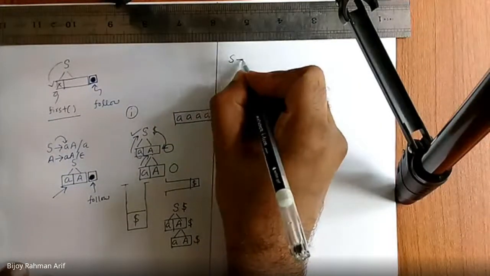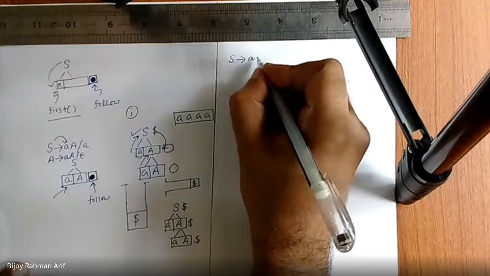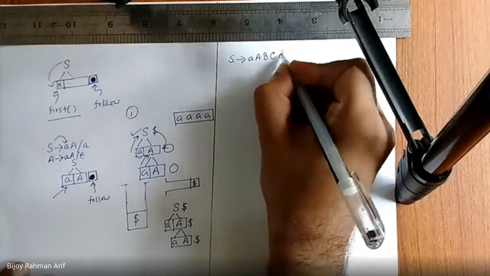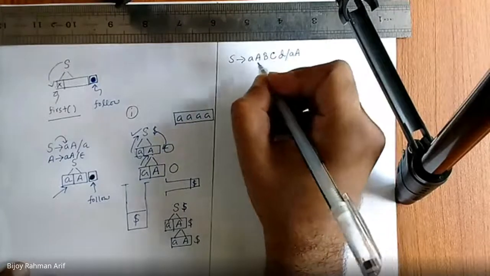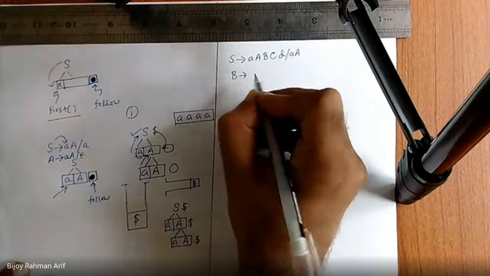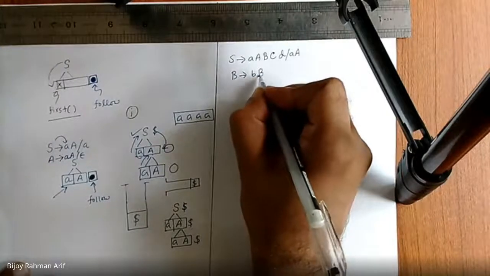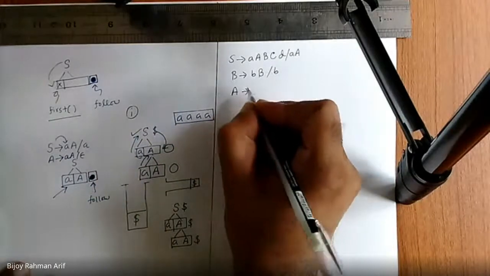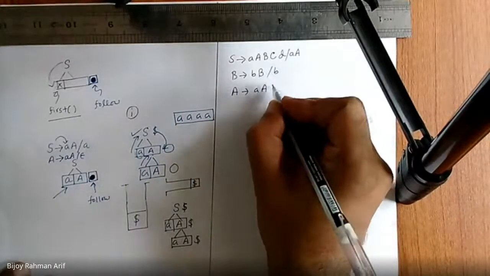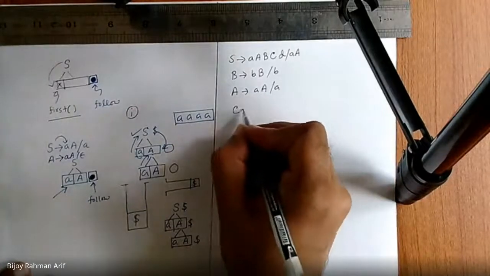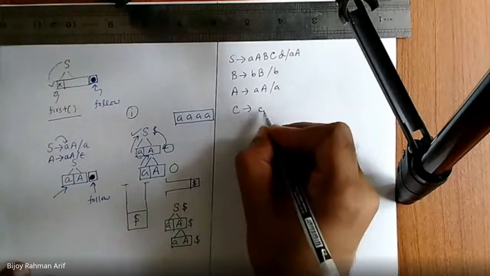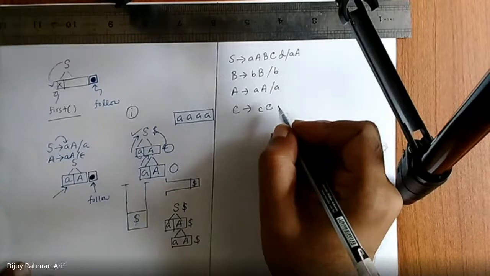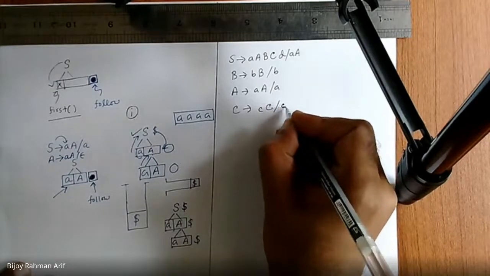S derives A, capital B, capital C, small d, small a, capital A. B derives small b, capital B, small b. Capital A derives small a, capital A, or A. Capital C derives small c, capital C, or small c. Now tell me.